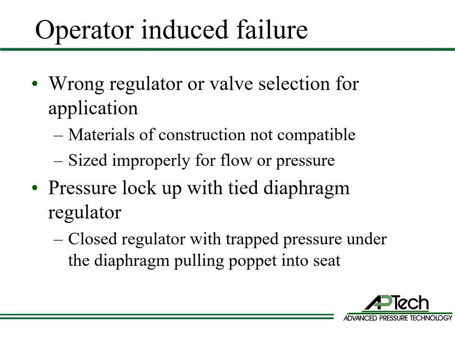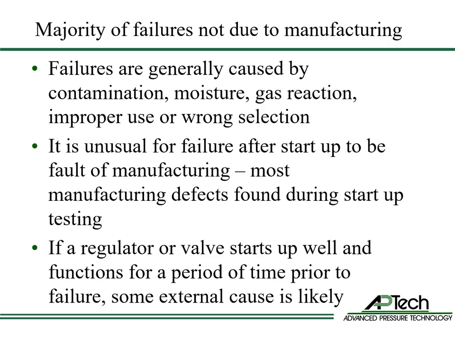Other causes of failure are operator errors. This includes selecting the wrong regulator or valve for the application. For example, materials of construction are not compatible, or the regulator is sized improperly for the flow or pressure. A failure mode that is particular to tied diaphragm regulators is pressure lockup. If an operator closes a tied diaphragm regulator with excessive trapped static pressure, the pressure under the diaphragm will pull the poppet into the seat, damaging the seat and poppet.